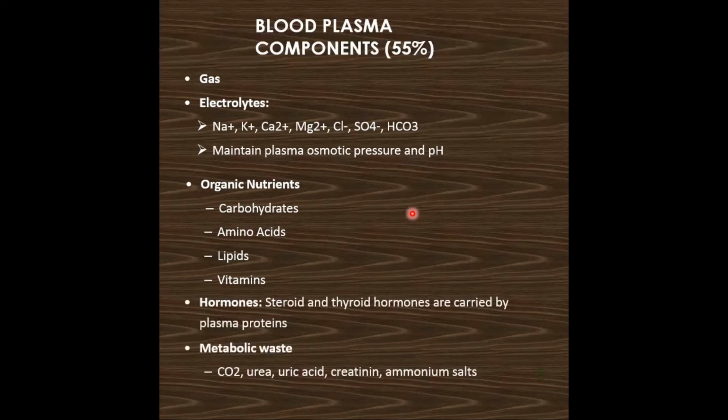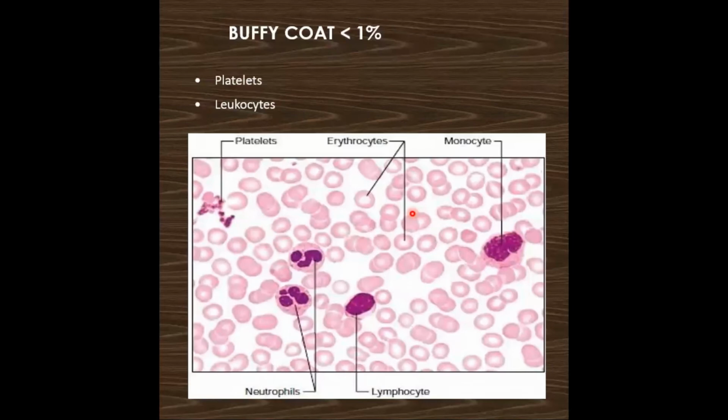Blood helps to carry hormones and transport them from their cell of origin towards their target tissues. Steroid and thyroid hormones are basically carried by plasma proteins. In terms of metabolic waste, plasma carries carbon dioxide, urea, uric acid, creatinine, and ammonium salts. The remaining buffy coat is less than 1%, which contains platelets and leukocytes, as the diagram shows.